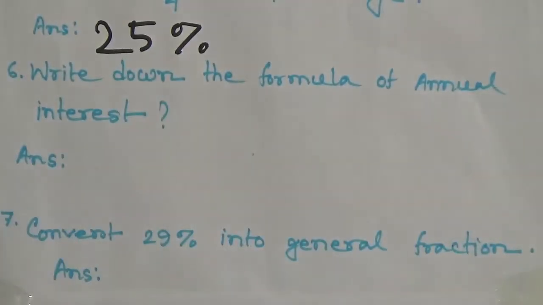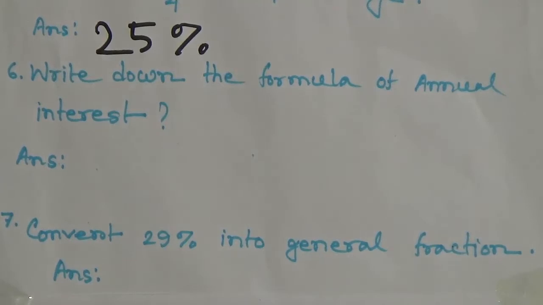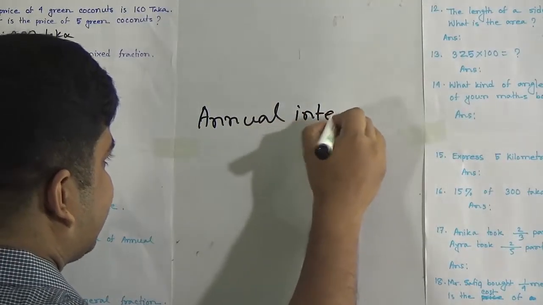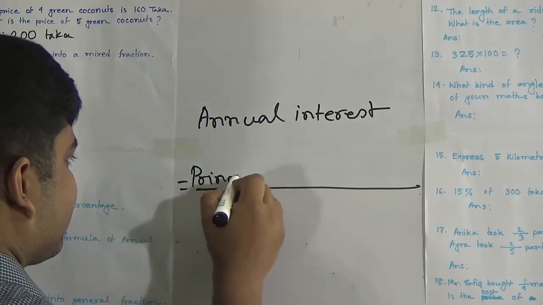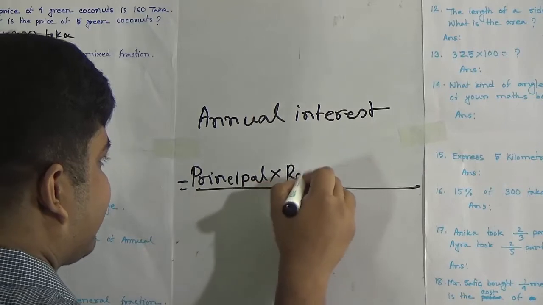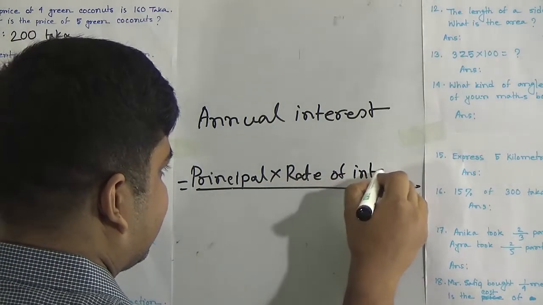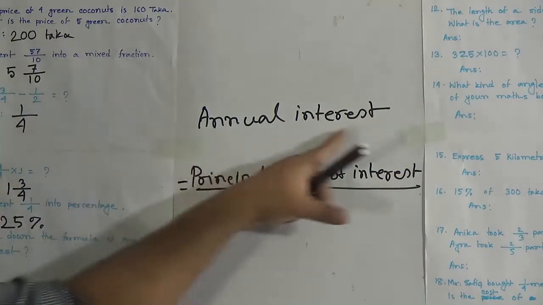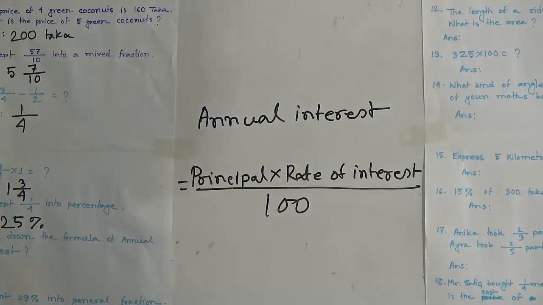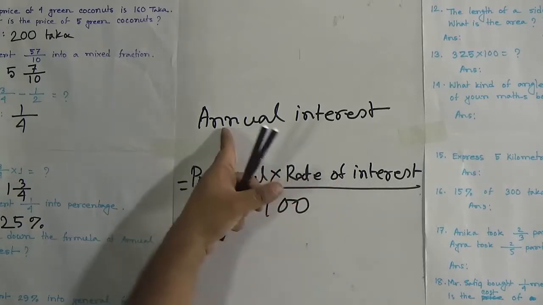Next, question number 6. Write down the formula of annual interest. Please notice, the formula of annual interest is annual interest equals principal multiply rate of interest divided by 100. Dear student, when finding annual interest, you need not write time here, but if you write time, then it's okay. But you can neglect time when you find annual interest.